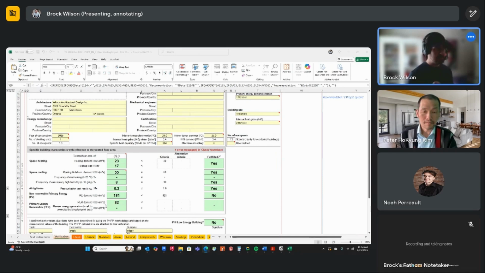One item that I want to pay attention to is, of course, the non-renewable primary energy is hitting 181 kilowatt-hours per meter square per annum, where the criteria is 120. This is throwing us for a bit of a loop. We want to have some more review and discussions with potentially Peel Passive or some of our colleagues as well.